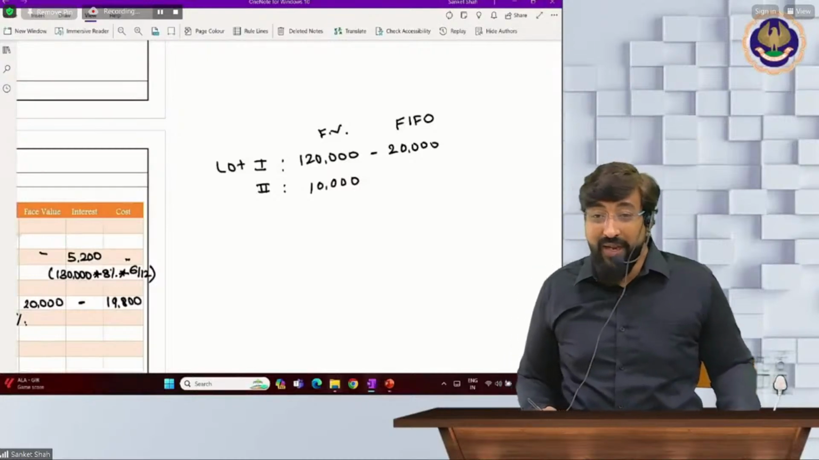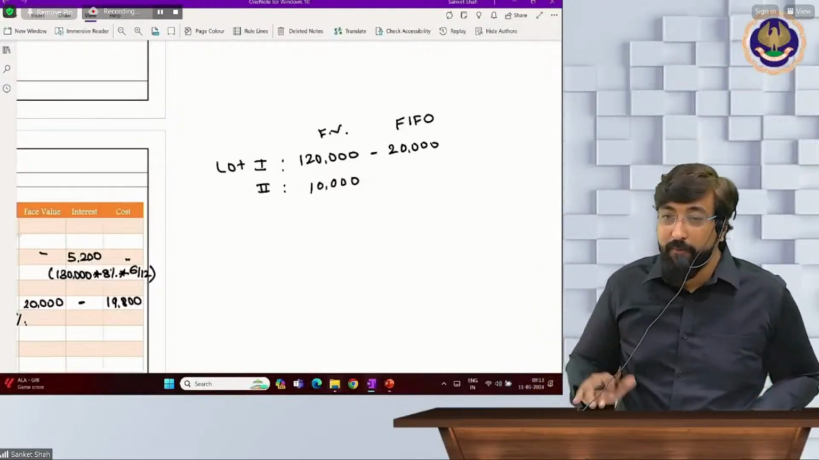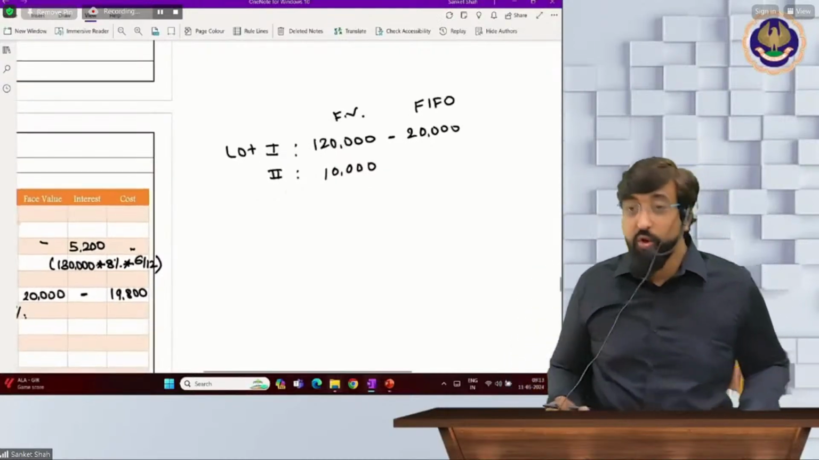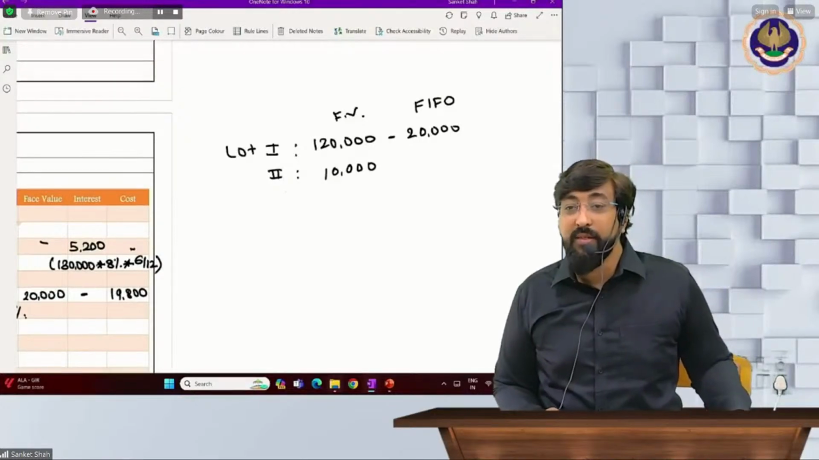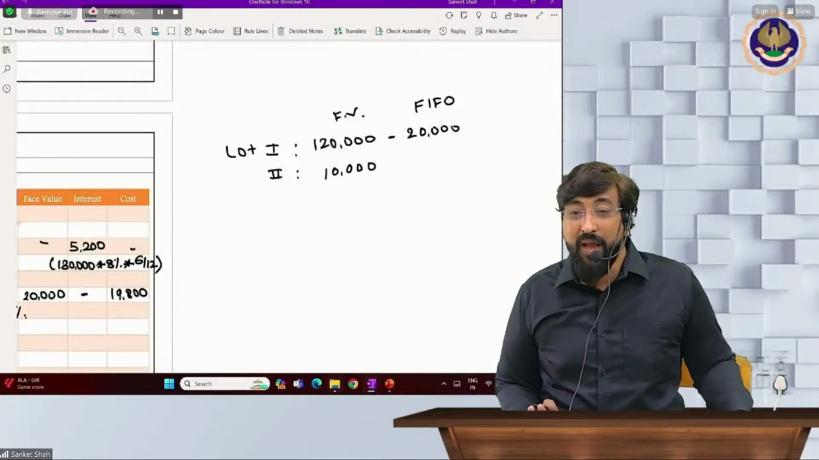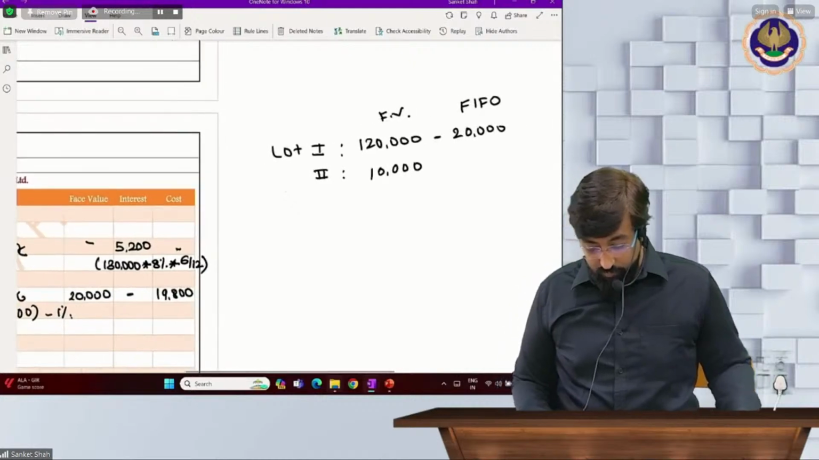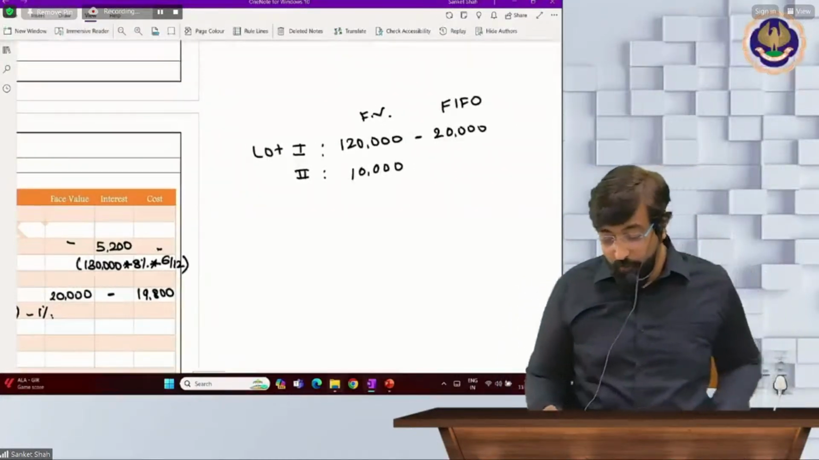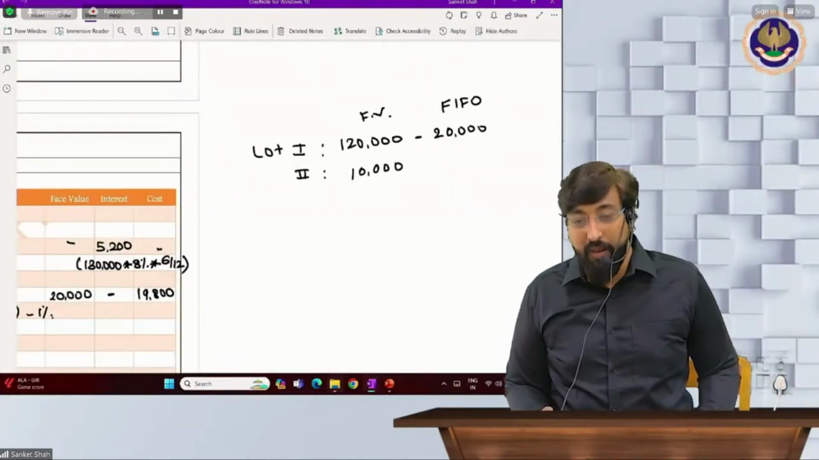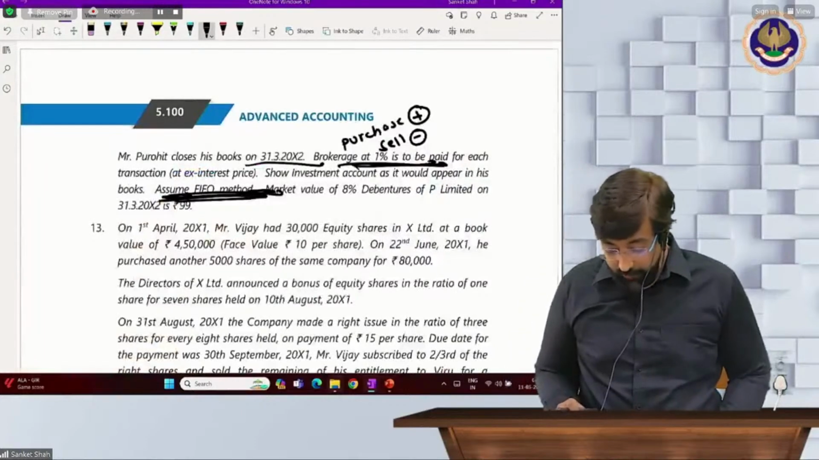If it is weighted average, then my calculation will be different. I will show you both calculations. So is everyone getting this? Nidhi, are you understanding everything in detail, beta? Yes sir, I had already done this. Okay, so as per the FIFO method, beta, you deducted 20,000.